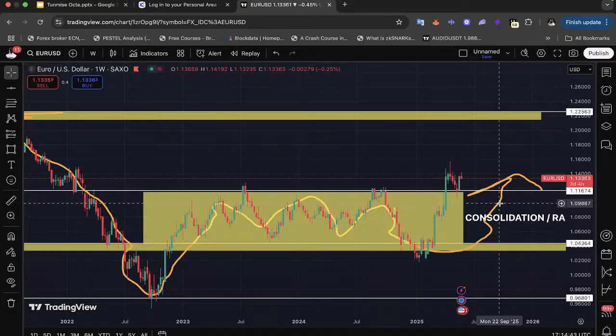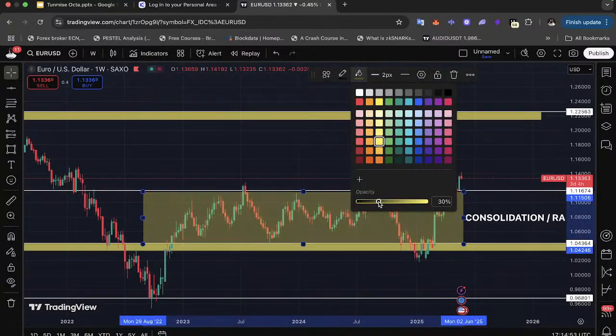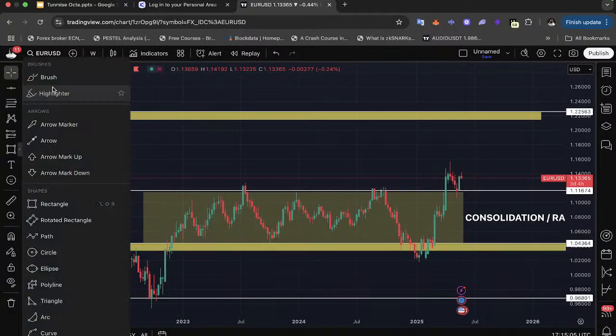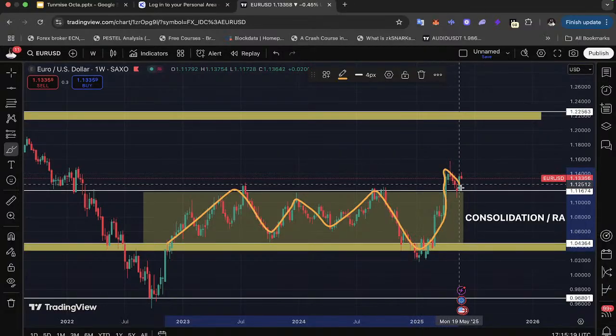I'm just going to take this off. I'm going to make this more transparent for us. Okay, cool. So there was a ranging market as price goes up, comes down, goes up, comes down. So we see price go up here, come down in this ranging market. And now price came here, went up, came down.